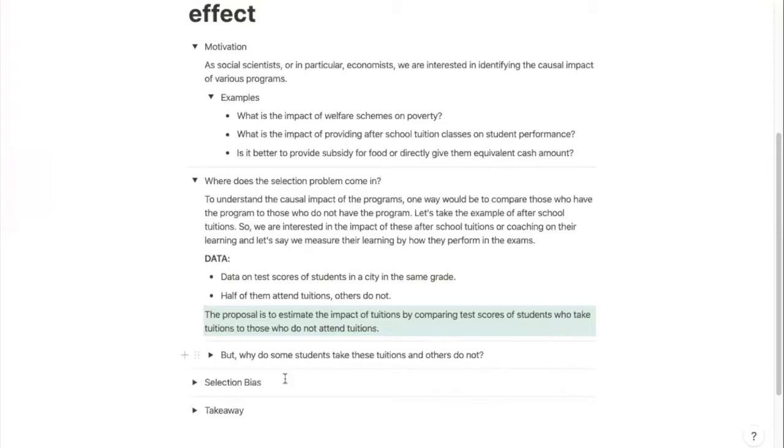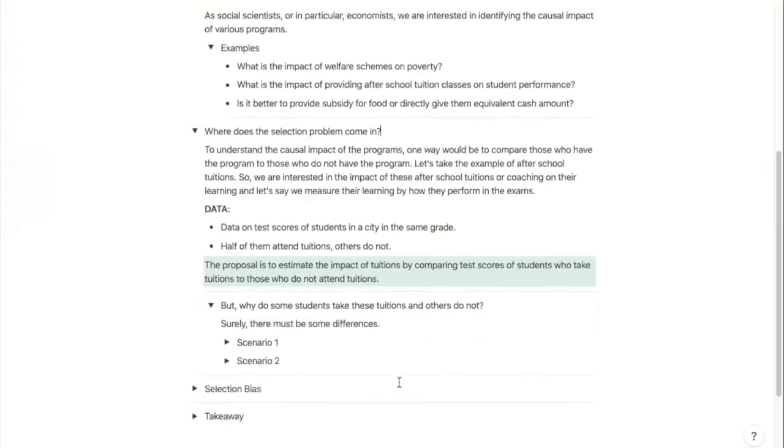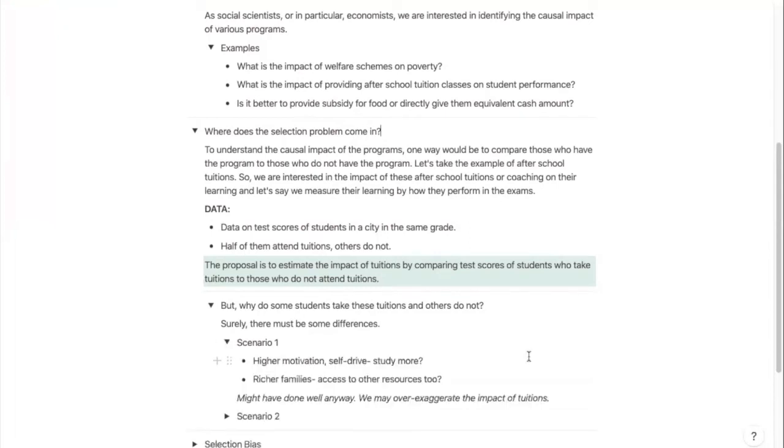Why do some students take these tuitions while others do not? Surely there must be some differences. Now let's think of two scenarios of how these differences can play their part. For scenario 1, it is possible that the students who take these tuitions may have higher level of motivation or self-drive to begin with.